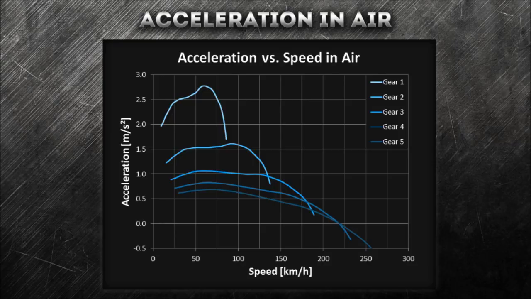In lower gears, the car accelerates the hardest around, or rather shortly before, peak torque. This does not hold true for higher speeds, as illustrated by, for example, the third gear.